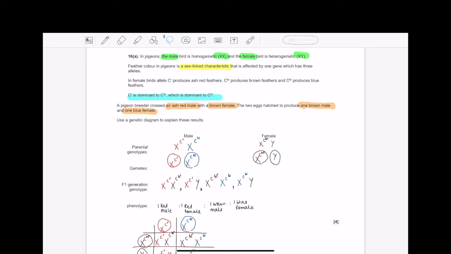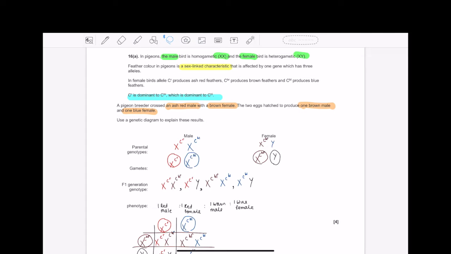Okay, so when it comes to this topic, you always read all the information because you're going to use all of it. The first sentence says that male is XX and female is XY. They've put that in there because it's for the bird, but humans are the opposite of that: male would be XY as opposed to female. You really need to highlight and underline that in the exam because that's going to determine how you write your parental genotype.